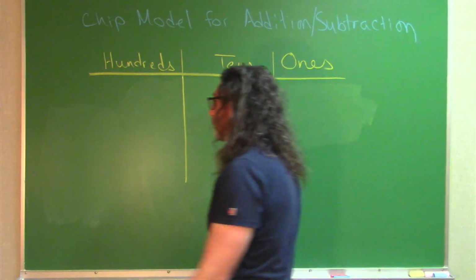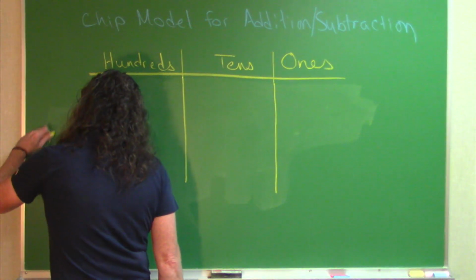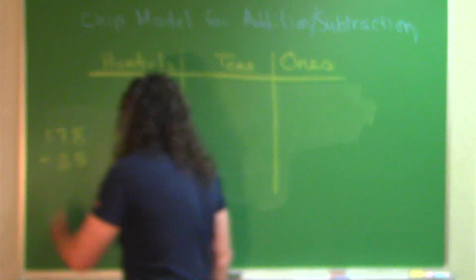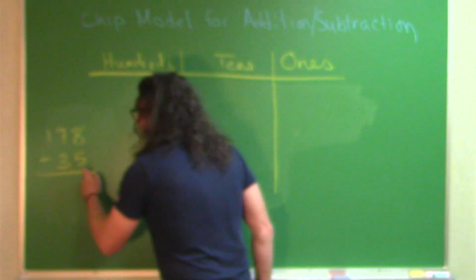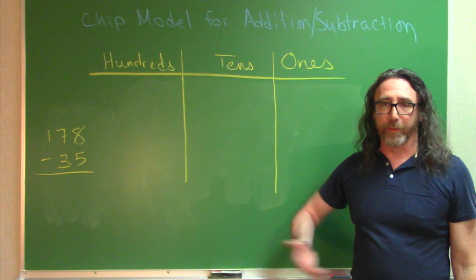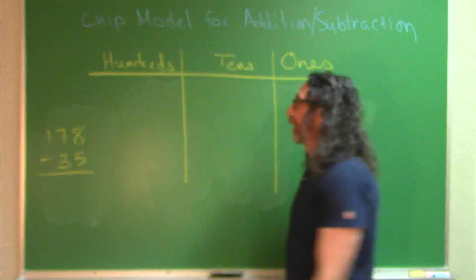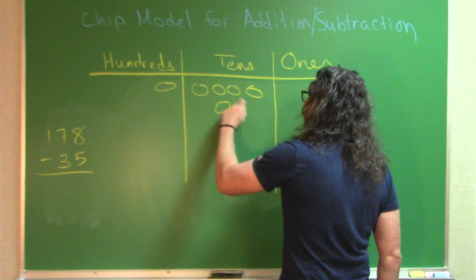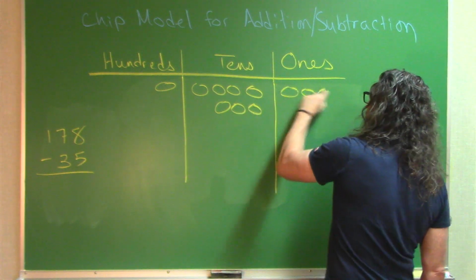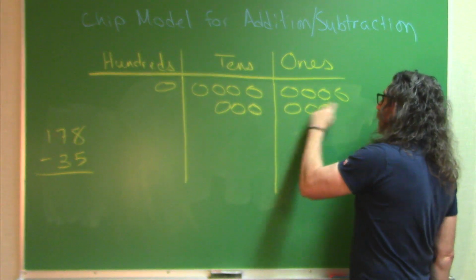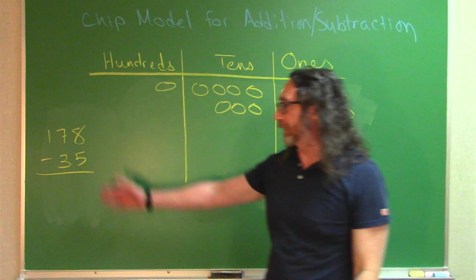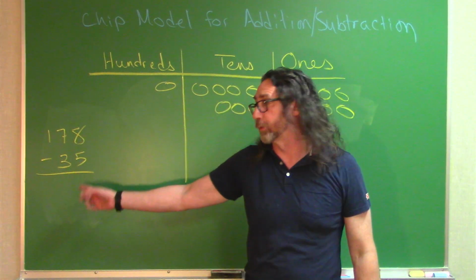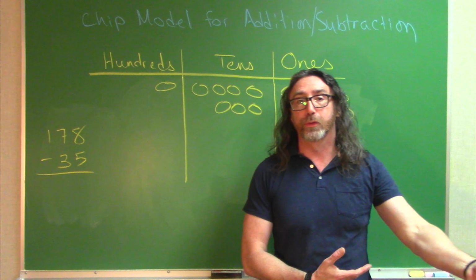So, for example, if I were to do 178 minus 35, I'll start out the same way as if I was using the chip model to do an addition problem. I will load in 178. I load in 178, and now of course I'm not going to put in additional chips. We're not doing an addition problem anymore. We're doing a subtraction problem.